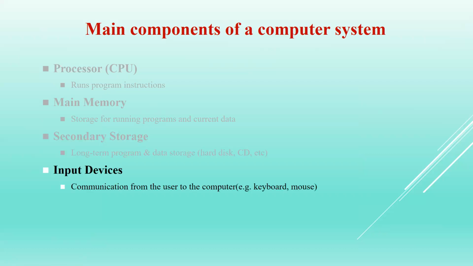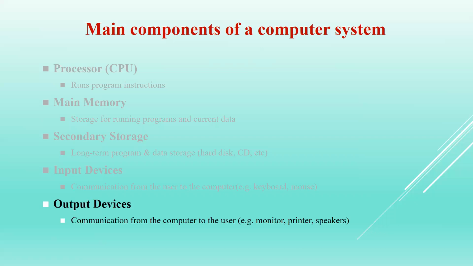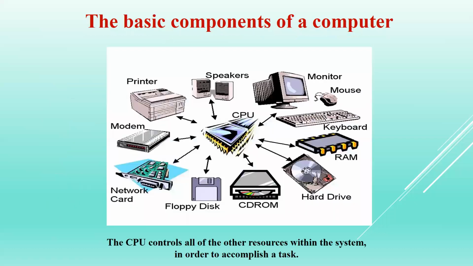And the next one is our input device. It's communication from the user to the computer, for example, our keyboard and the mouse. Then the next one is our output devices. Communication from the computer to the user, for example, monitor, printer, and speakers.